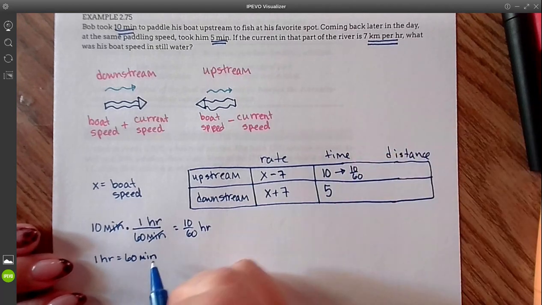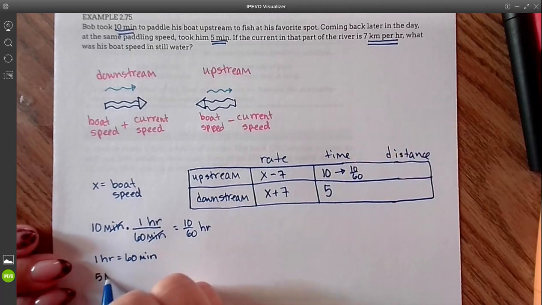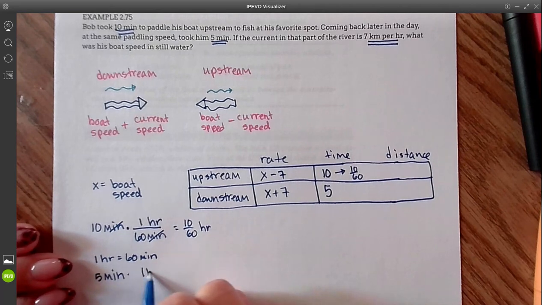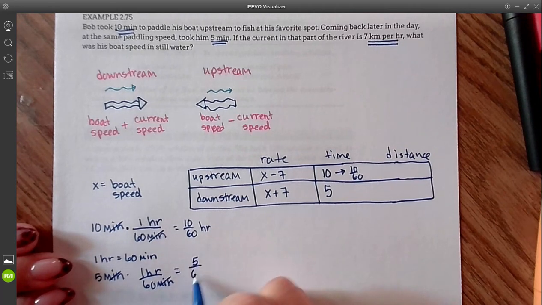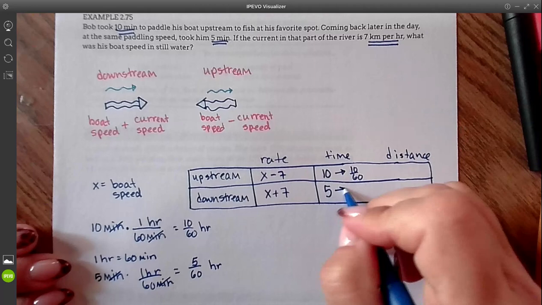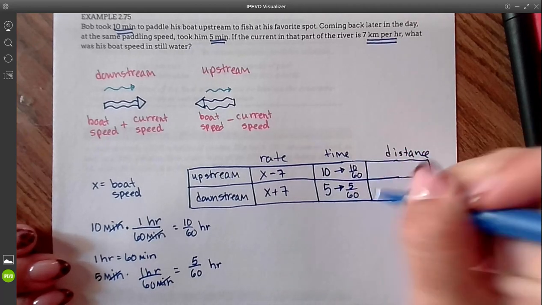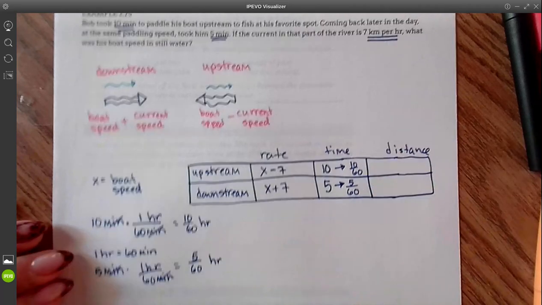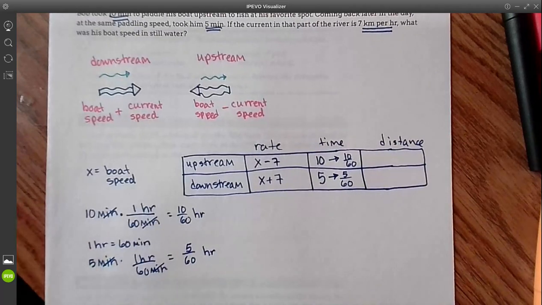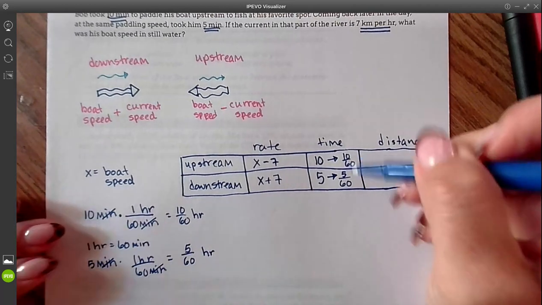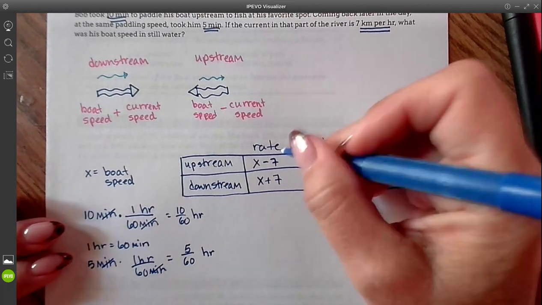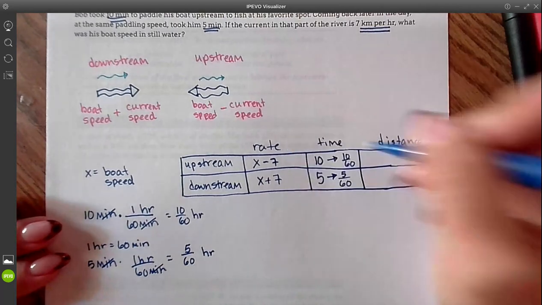And then same thing for my 5 minutes. Times 1 hour over 60 minutes would be 5 over 60 hours. Sometimes this makes a difference, and sometimes it's okay if you don't do that, like you'll accidentally get it right, but it's always best practice to make sure that your units are consistent. So if our rate is in kilometers per hour, our time needs to be in hours, and our distance would be in kilometers.